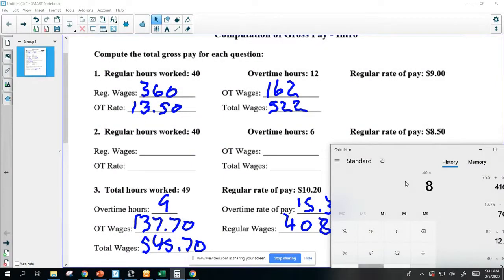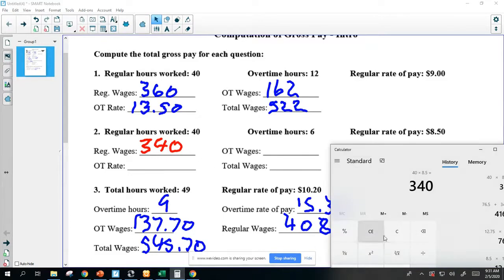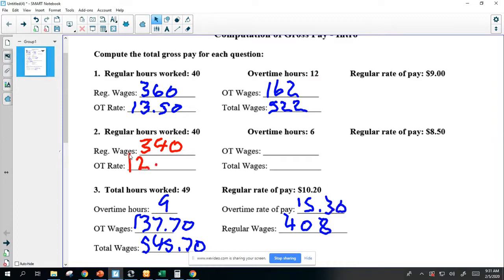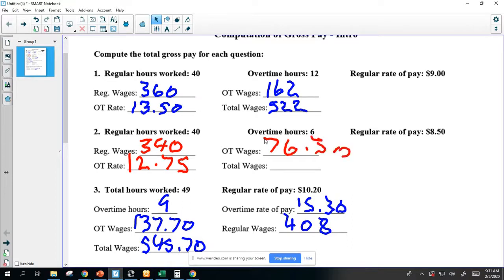We're going to go ahead and work through some of these problems here just to review. So the first thing I'm doing is calculating my regular wages, where I take my 40 regular hours times my regular rate of pay. Next, I'm going to calculate my overtime rate of pay. So I'll take $8.50 times 1.5 to give me $12.75 as my overtime rate. I'm going to take my 6 hours of overtime and multiply that times my overtime rate of $12.75 to get my overtime wages. Now I'll add my overtime wages to my regular wages to get my total wages.